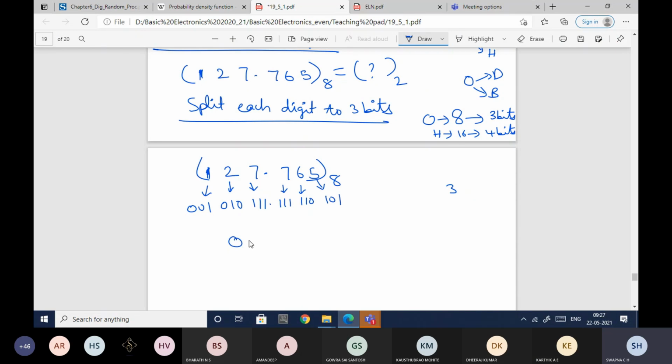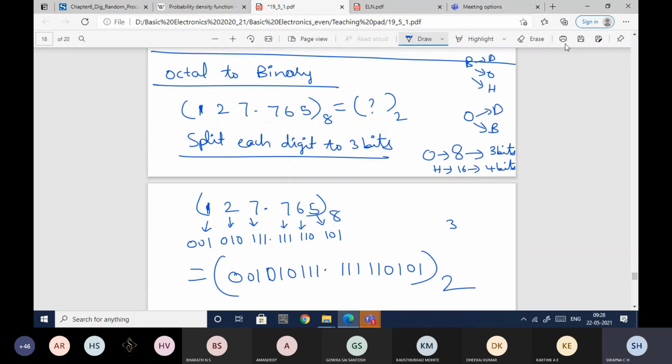So this is nothing but binary to octal to hexadecimal conversion. Octal to binary conversion: 111 110 101. This is your base 2. You have converted an octal number to a binary number. Hope this is clear. You can just make a note. Octal to binary, you need to split each digit to 3 bits.